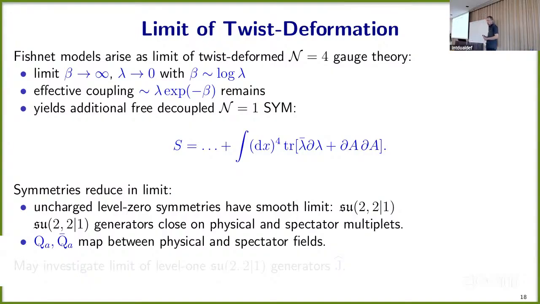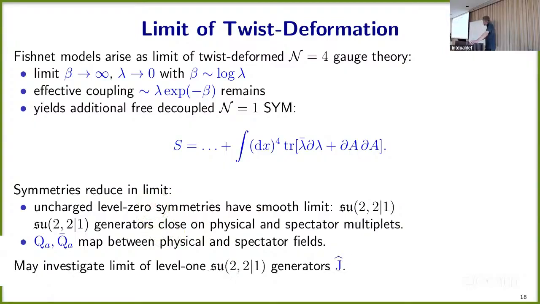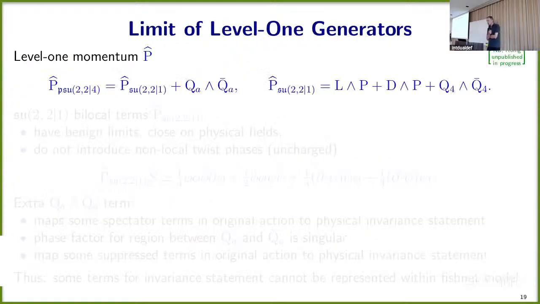Also, the local level 0 2.2/1 remains. But the other Q and Q bars, the ones with indices, map between physical and spectator fields by construction, and they have to. That's a bit of a problem, essentially, because the level 1 symmetries do include them. In principle, however, we may investigate what happens in the limit of such level 1 symmetry generators.